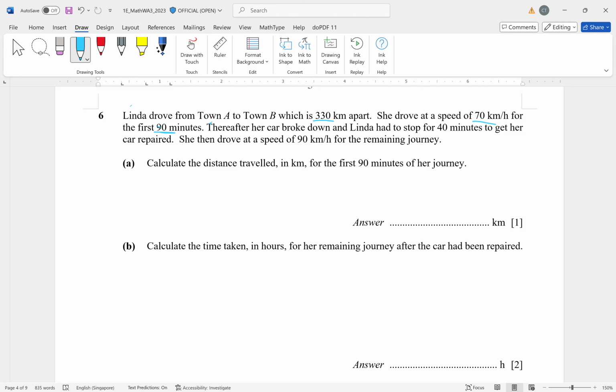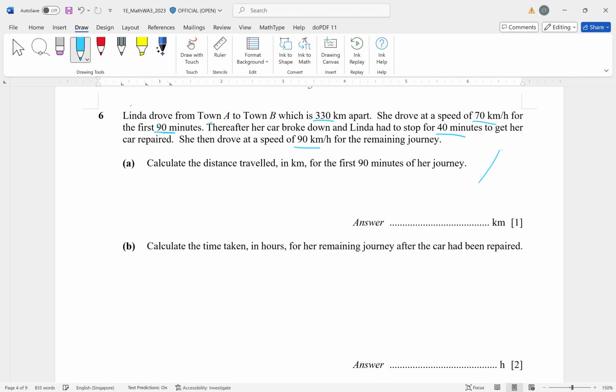Thereafter, her car broke down and she had to stop the journey for 40 minutes. So this is where she's not moving now, to get her car repaired. She then drove at a speed of 90 km per hour for the remaining journey. So calculate the distance traveled in kilometers for the first 90 minutes.